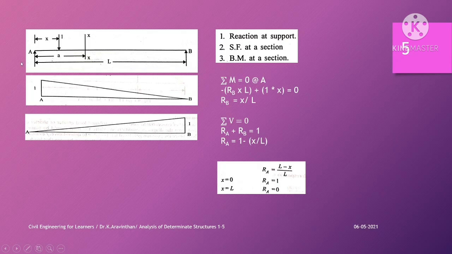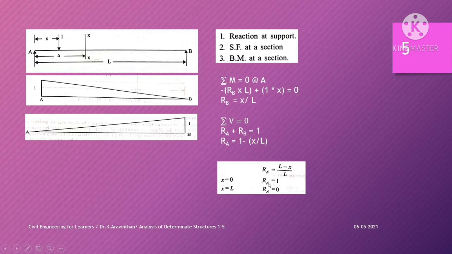Now if you want to find the maximum reaction at A, you have to apply x equal to 0, so this is x, starting point of x. So if you apply x equal to 0, you will get the maximum reaction. So if you apply that x equal to 0 in RA, 0 by L will be 0 and there will be 1. So RA will be 1. This will be the maximum.